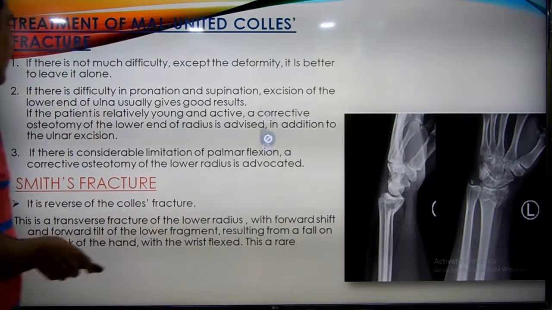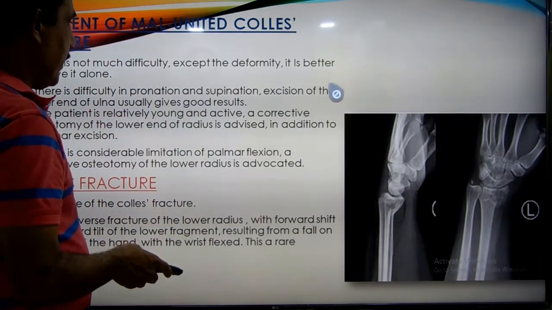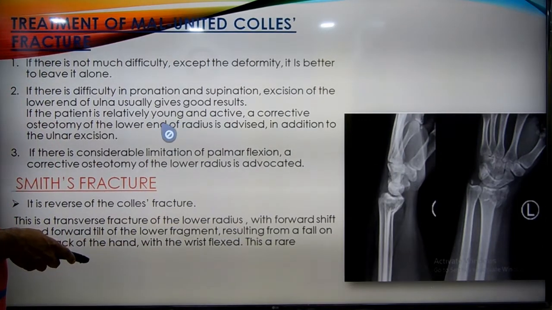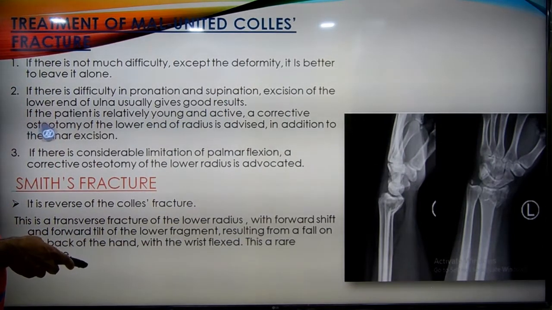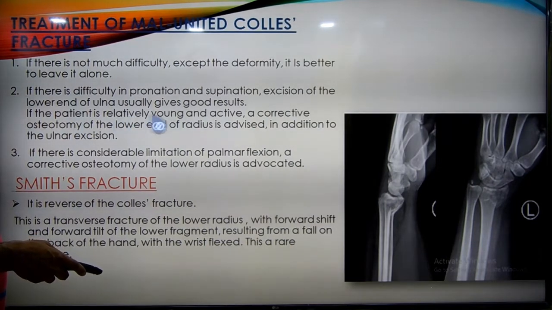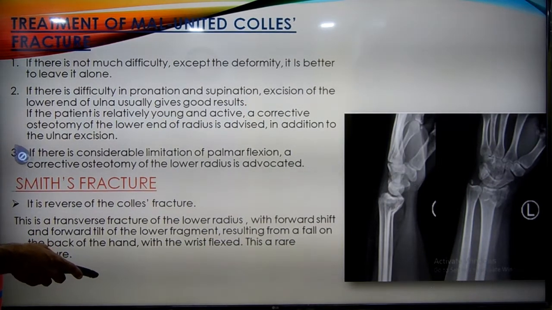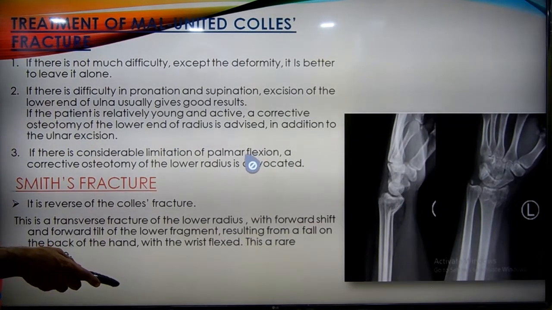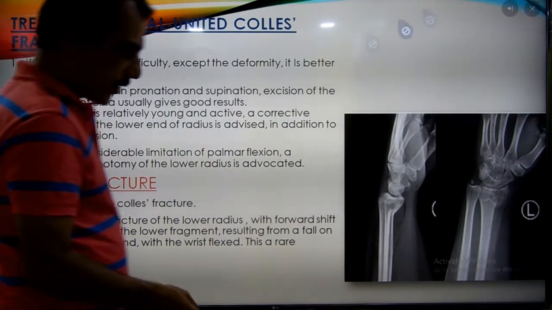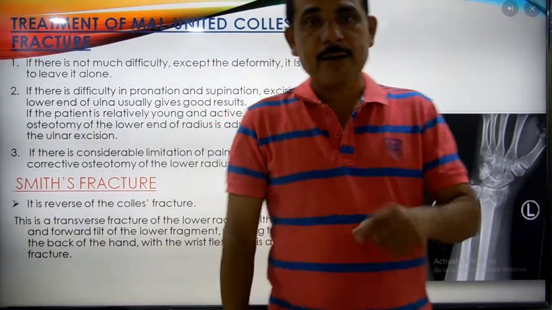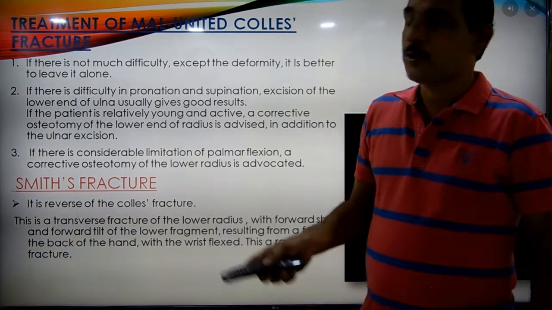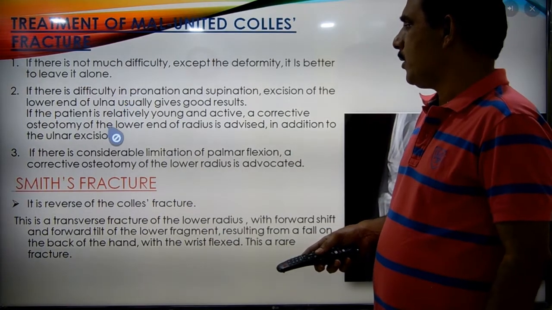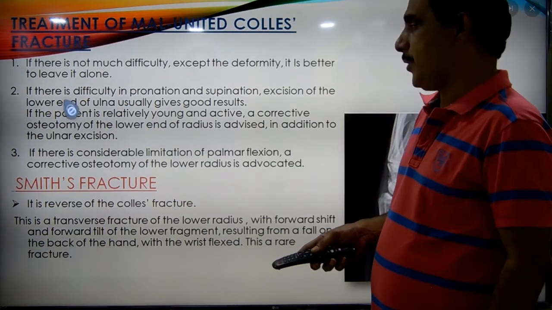But when there is a difficulty in the pronation and supination, excision of the lower end of the ulna usually gives good results, and the patient is relatively young, active, or corrective osteotomy of the lower end of the radius is advised in addition to the ulnar excision. In cases where the pronation and supination is not possible, then you have to do the surgical treatment. Isn't it? The excision of the ulna or the lower end of the radius in a young patient.